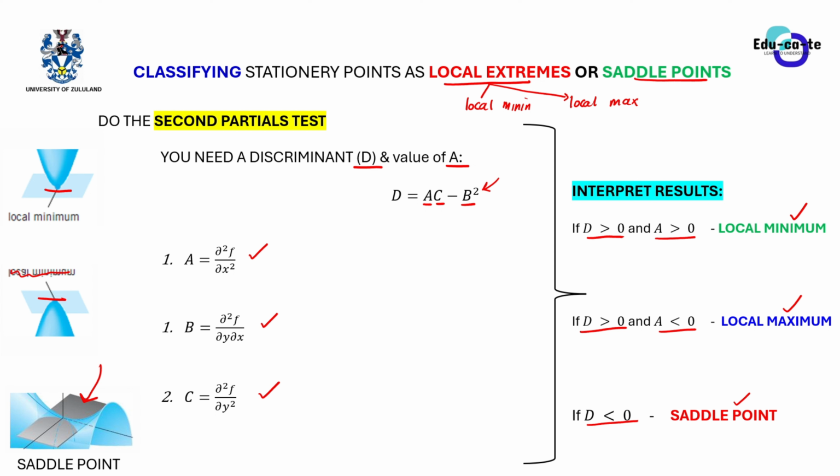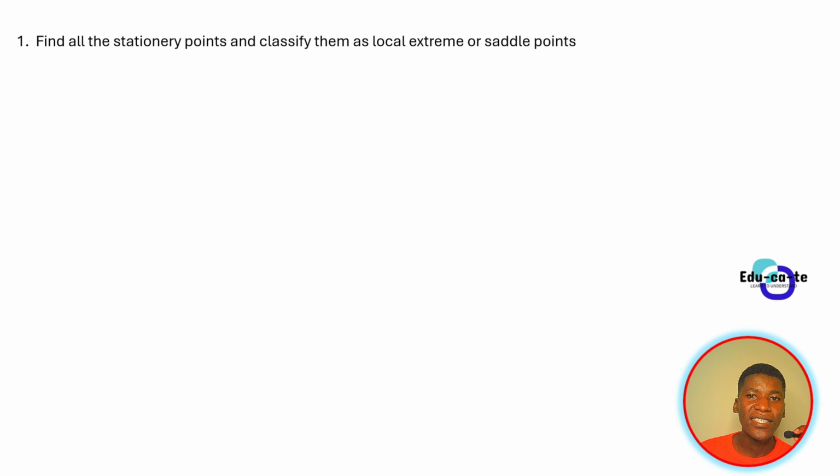That is the reason for doing the second partial test, because you want to find out what type of stationary point we have. Remember that stationary points all have a gradient of 0, or the gradient does not exist. So we need to be able to do the second partial test to classify our stationary points. Now let's start here with this statement.